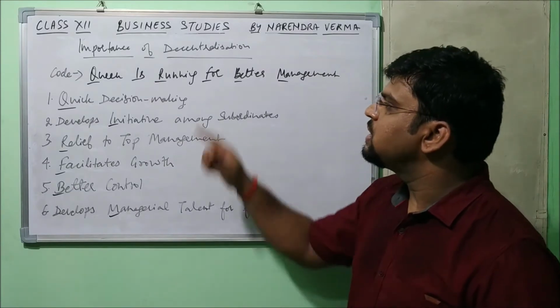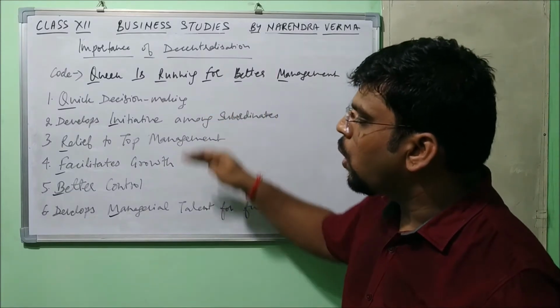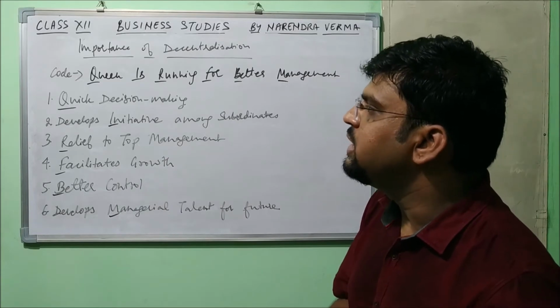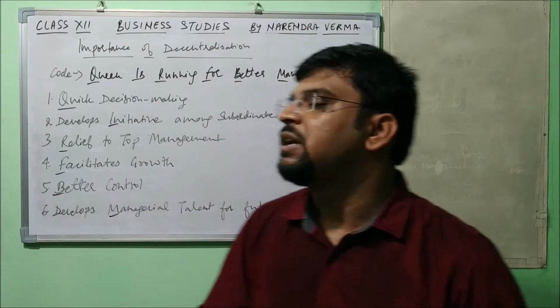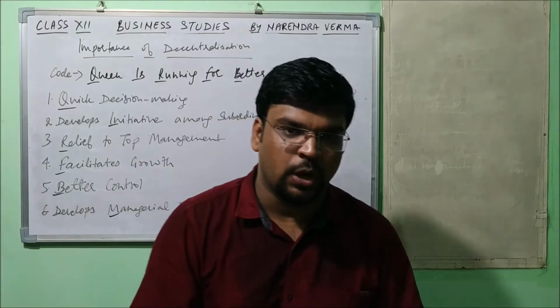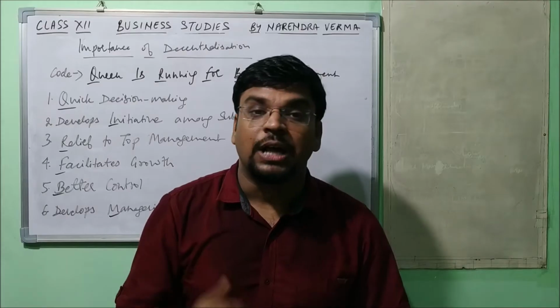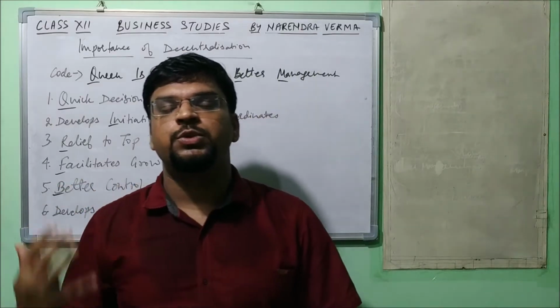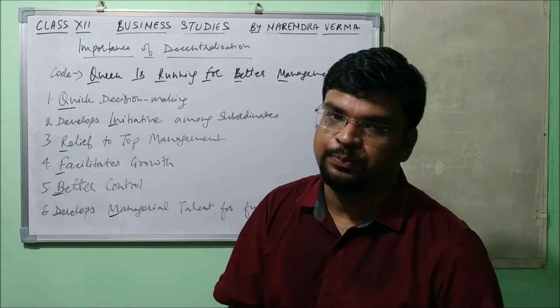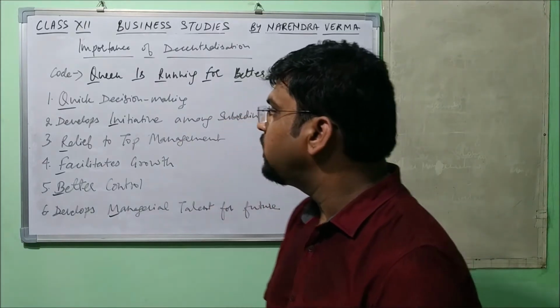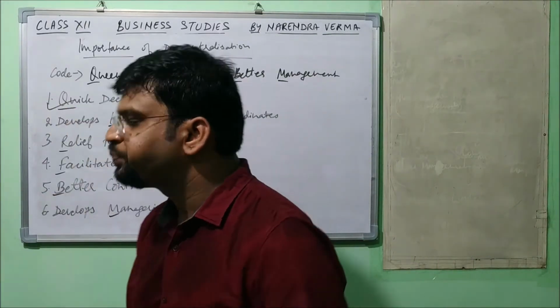Understood? So by this single code, you can remember all the 6 points of importance of decentralization. Queen is running for better management. Alright. Now let's have a discussion about all these points one by one in detail. Okay, so let's start with quick decision making.